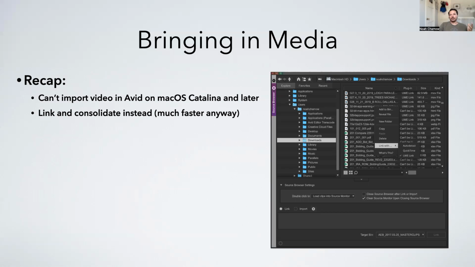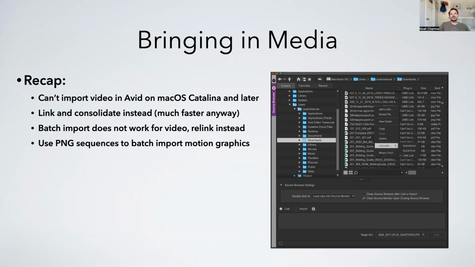And as I mentioned before, if you're using the source browser, it will offer to link and consolidate if you try to import. But if you're not using the source browser, and you just drop something into a bin, nothing will happen. Batch import does not work for video, so I would recommend relinking instead. Use PNG sequences to batch import motion graphics, and linked files are not backwards compatible. So as I said before, if you're working with a system that doesn't have UME, and you have a bunch of linked clips that are linked via UME, because that's the only way to link MP4s and MOVs on newer versions of macOS.